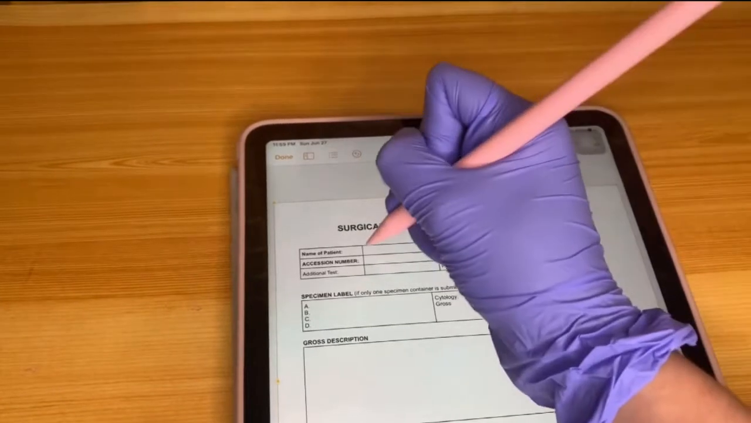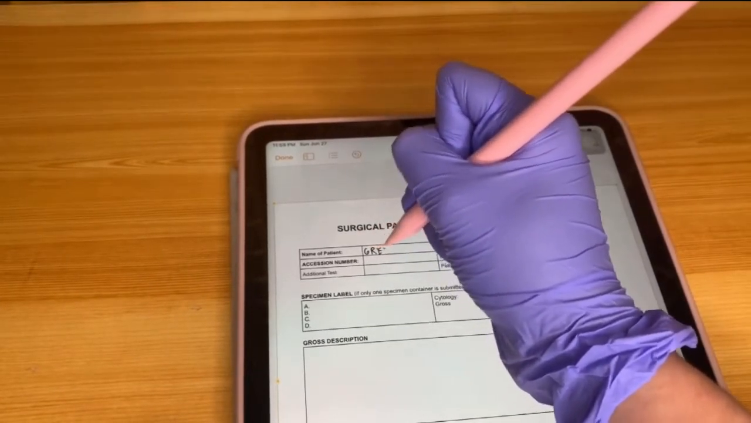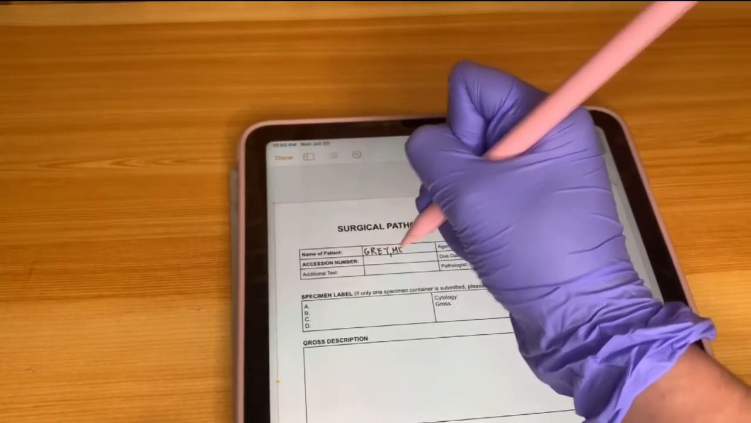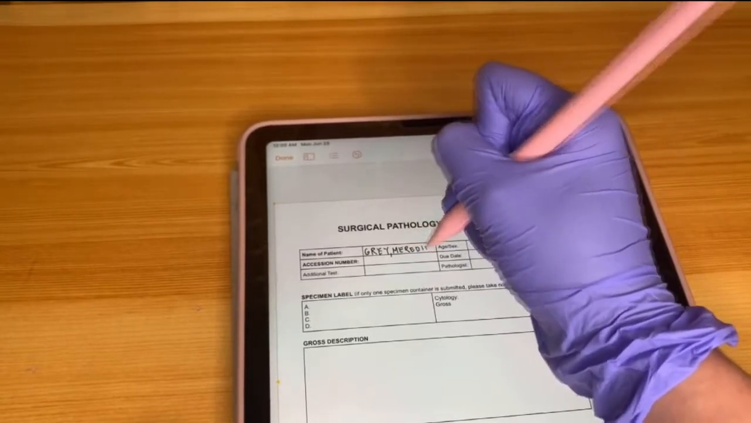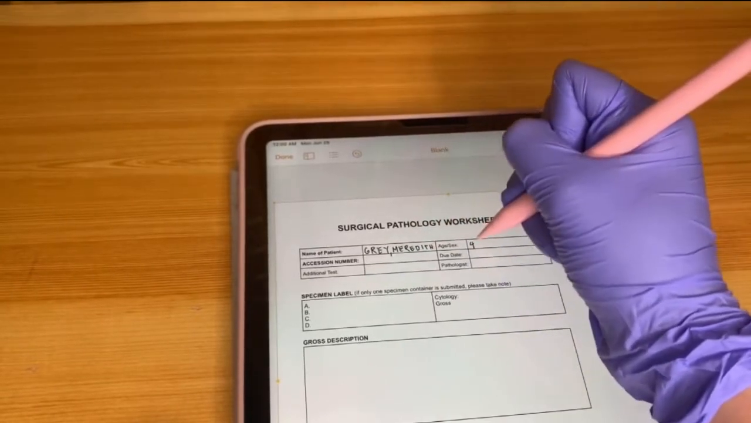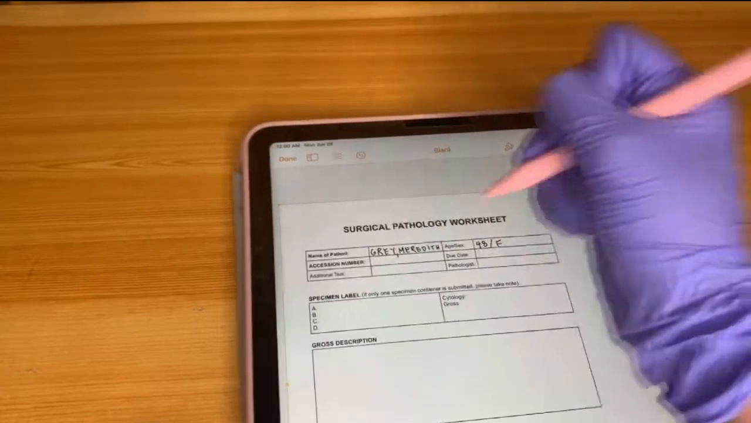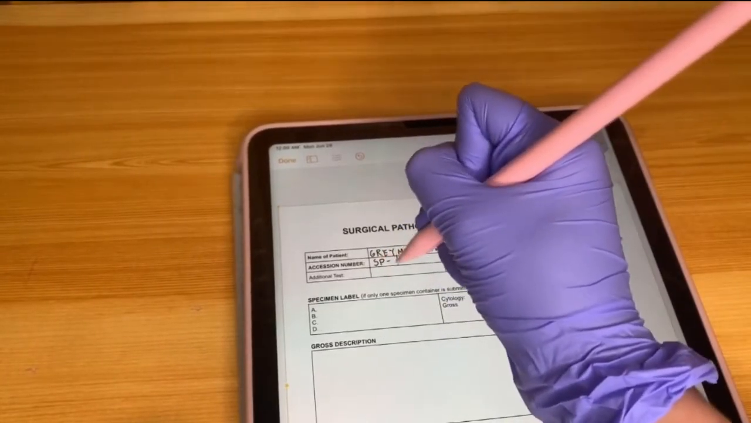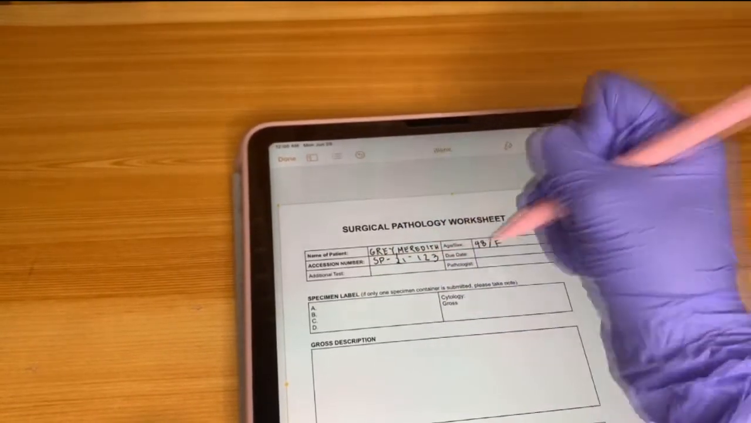After updating the logbook, we then proceed to fill up the surgical pathology worksheet with the information including the patient's name, age and sex, the sample's accession number, its due date, additional tests if there are any, and the name of the pathologist in charge of examining the tissue.